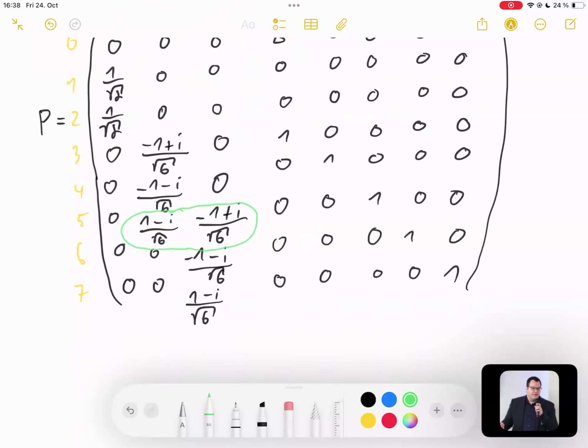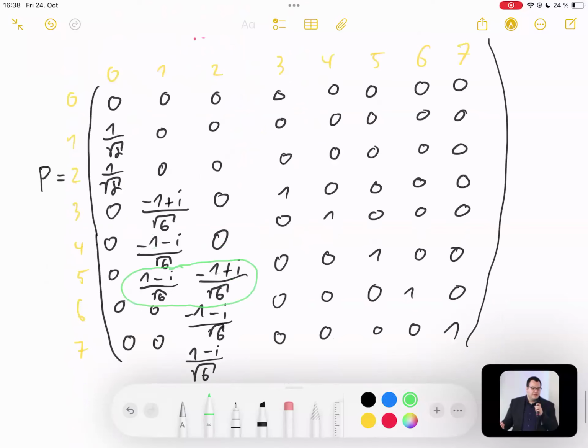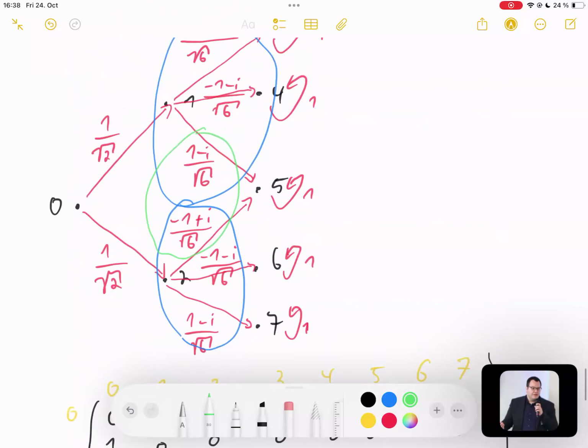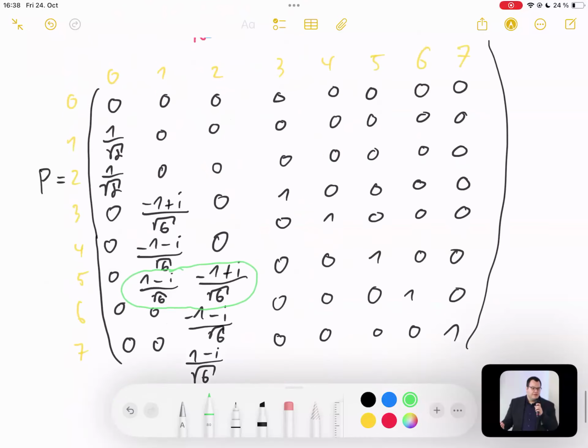So 1 minus i divided by the square root of 6 and minus 1 plus i divided by the square root of 6. And this will finally lead to something quite interesting. What do you notice about matrix P? We've said always our matrices must be unitary. Is this a unitary matrix?